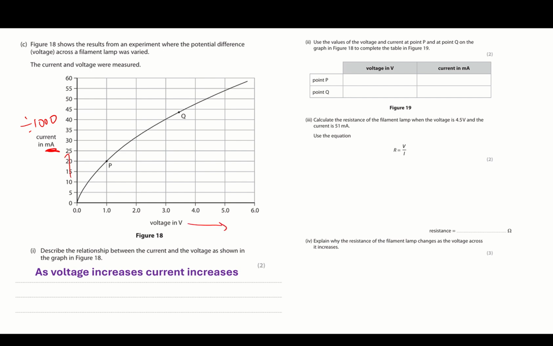As that goes up, no problem. But then you've got to state, is it a linear relationship or a non-linear? Well, this is a curve, so it's a non-linear relationship. Or you could put words like it's increasing at a decreasing rate.